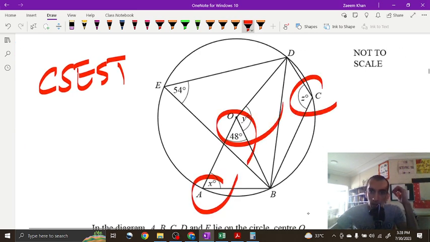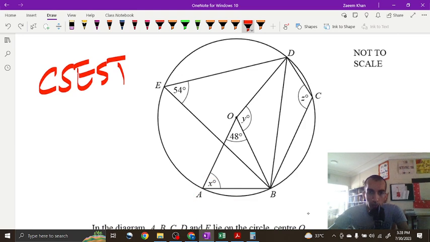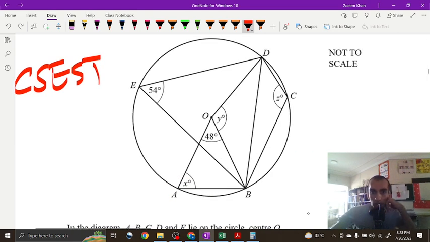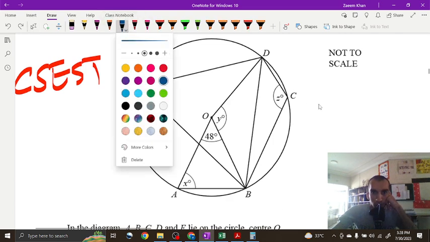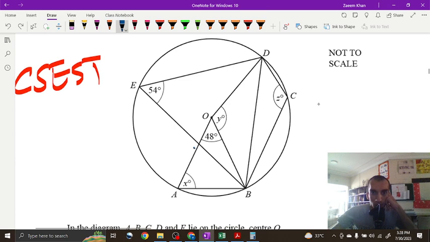This one, and this one. We need to find these three angles. Can you start somewhere? Well, triangle OAB is an isosceles triangle. Beautiful. What next?